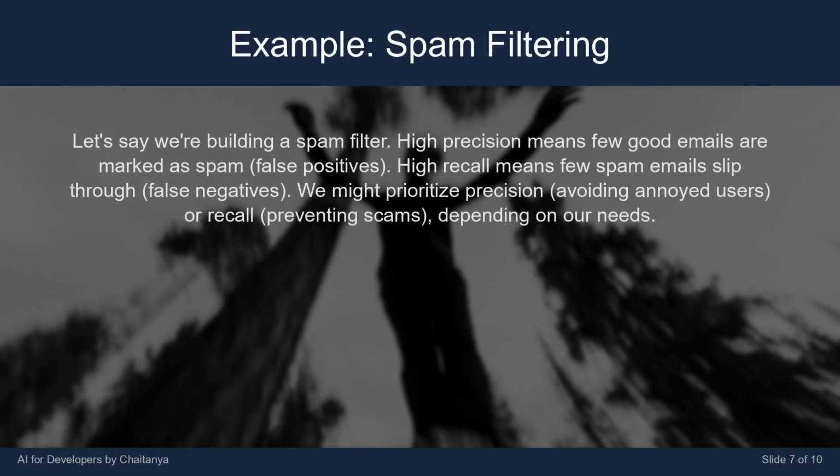Let's say we're building a spam filter. High precision means few good emails are marked as spam. False positives. High recall means few spam emails slip through. False negatives. We might prioritize precision, avoiding annoyed users, or recall, preventing scams, depending on our needs.